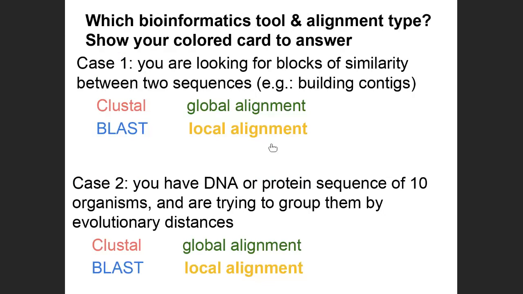All right, so let's see. You can put it on the chat. Which bioinformatics tool and alignment type? So if you're in class, you would hang your card up. But let's do case 1. You're looking for blocks of similarity between 2 sequences. So you're going to pick either red or blue or the names, and green or yellow or the names. Can you put it on the chat for case 1?